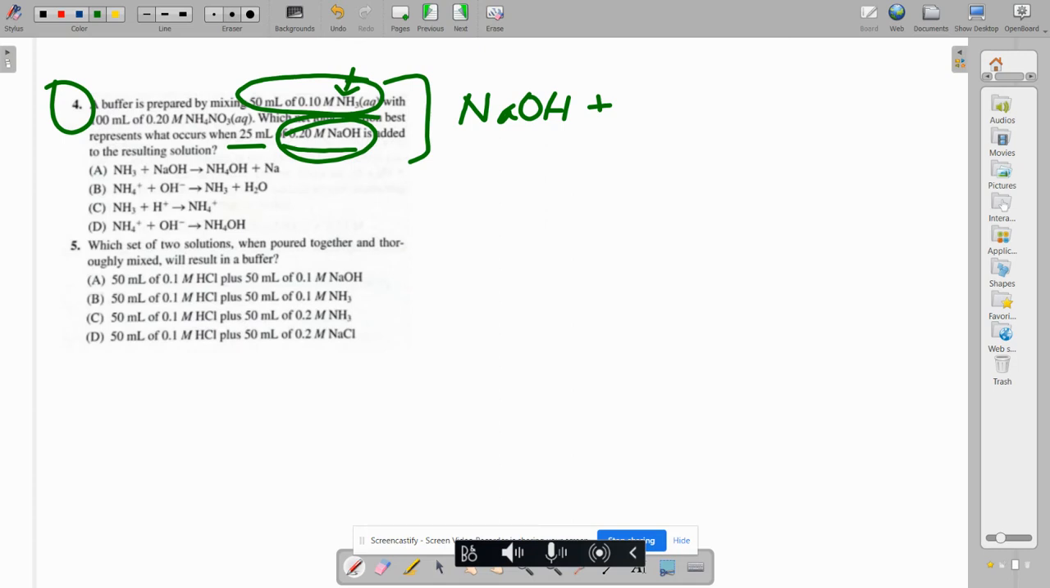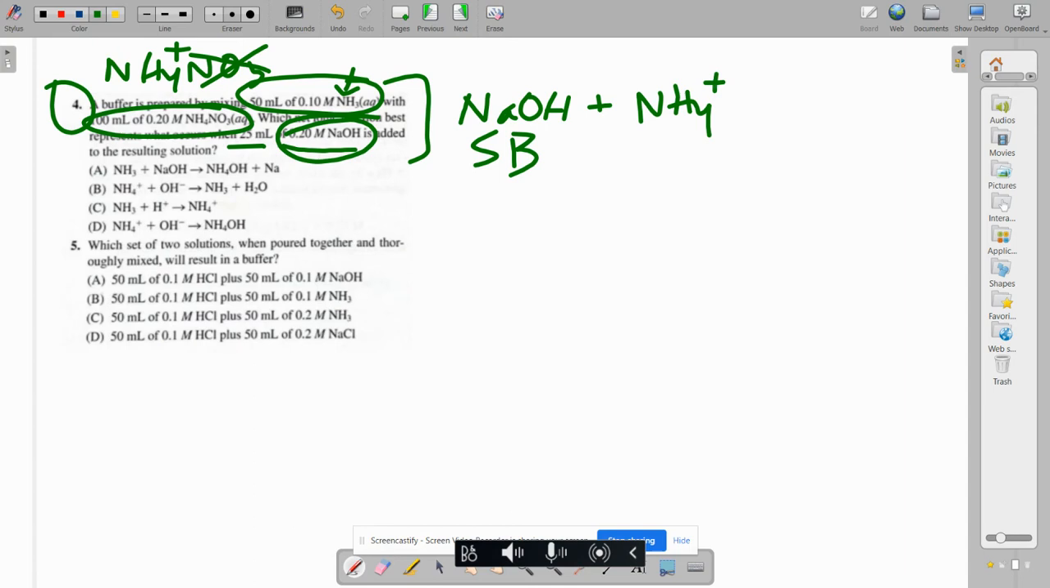We've got this NH3 component and this ammonium nitrate component. Hopefully when you think of ammonium nitrate, you see that the nitrate is basically a spectator, and the NH4+ is the active player there. So we have a strong base here, and it's going to react with the acid component of this buffer. The acid component would be the NH4+, and I already got rid of the nitrate because it's the spectator.